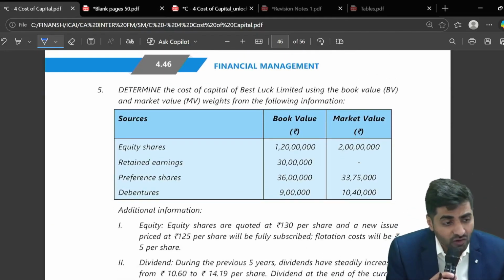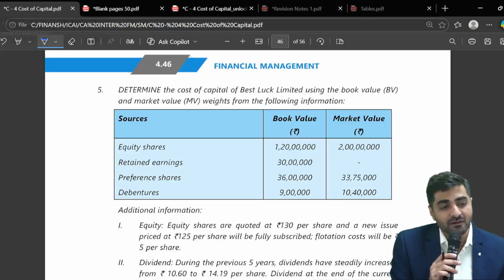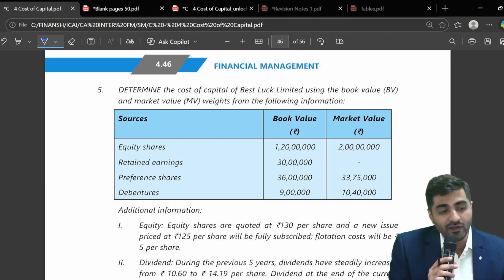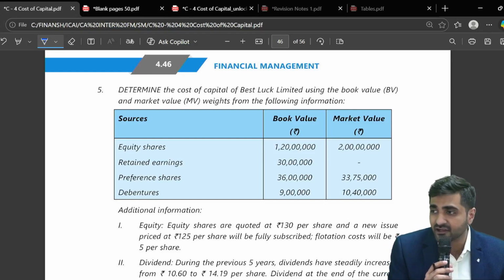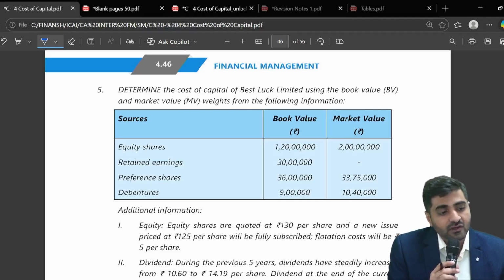Determine the cost of capital of Best of Luck using the book value and using the market value from the following information which is given to you. Now we have book value and market value. Just check: are we having equity share capital, retained earnings, preference shares, debentures? And then we have book value and market value.